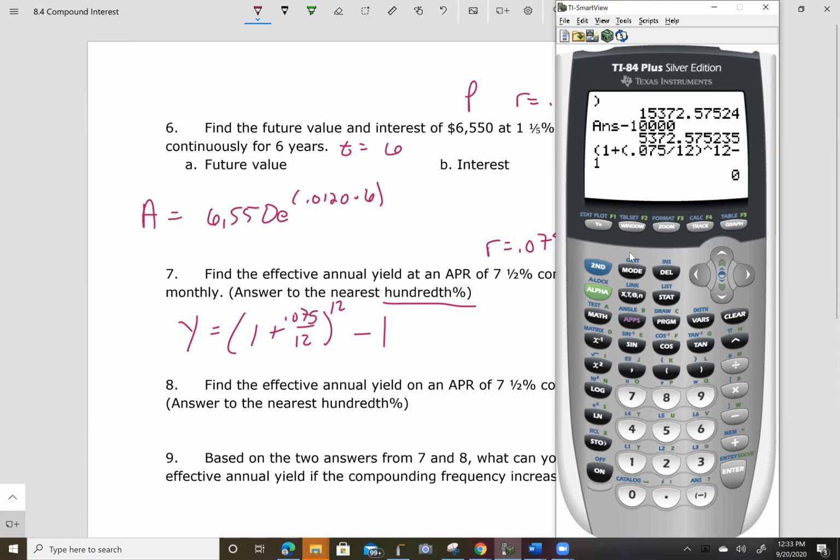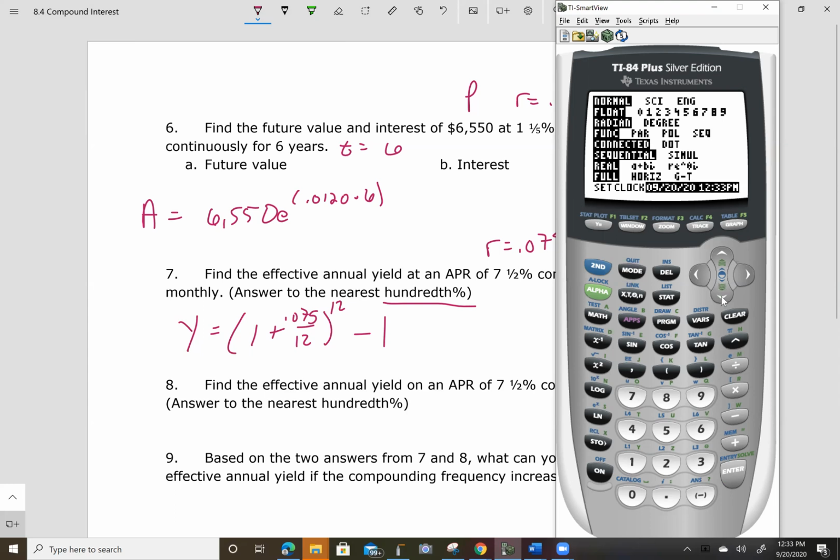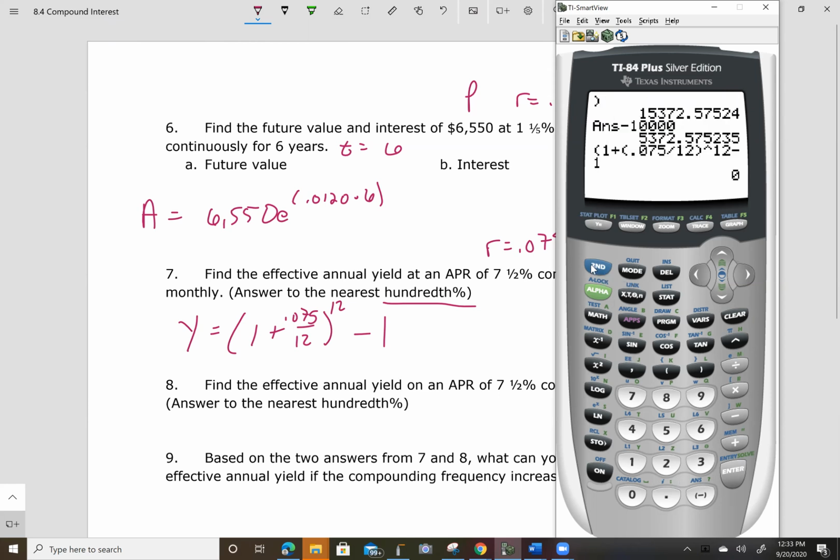Oh, that is not a good number. Let's see, I bet my mode, let's see. I bet this is so close to 0, my calculator is not going to be able to tell the difference. If this doesn't work, I'm going to put one more set of parentheses in. Okay, so second, enter one more in the front and then after the 12.